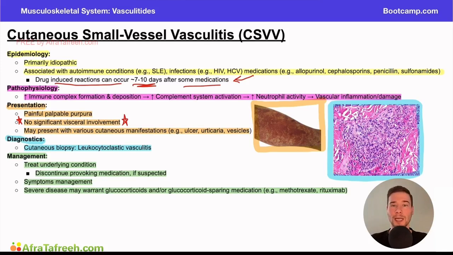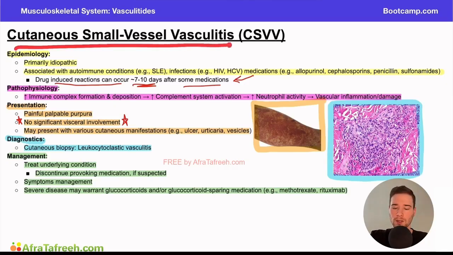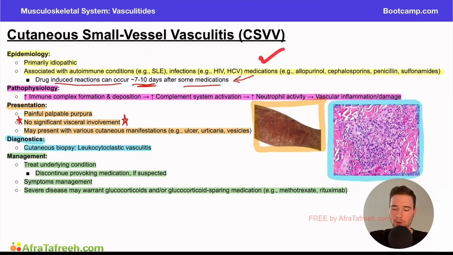And that would be one of the correct answers for this question. So just a quick summary to wrap up this video. Again, overall fairly low yield compared to some of the other videos in the chapter, but this is cutaneous small vessel vasculitis or CSVV. Primarily, this is going to be idiopathic, but there are a variety of different secondary causes such as autoimmune conditions, medications, or infections that can be related to this as well.